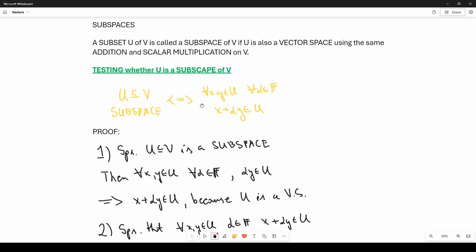So now we have the following result that will enable us to quickly check whether some given subset is a subspace. The subset U of our vector space V will be a subspace if and only if this condition holds. You take two arbitrary elements x and y from U, you take any arbitrary scalar alpha from F, you form this element, x plus alpha y, and you ask yourself, does it belong to U? If it does, then U is a subspace. So let's prove this.